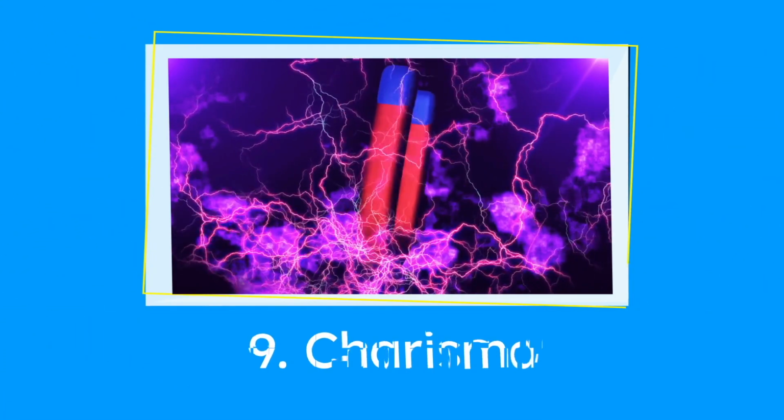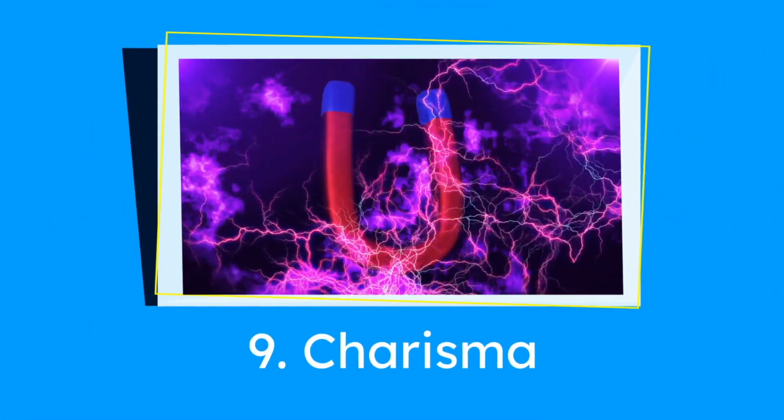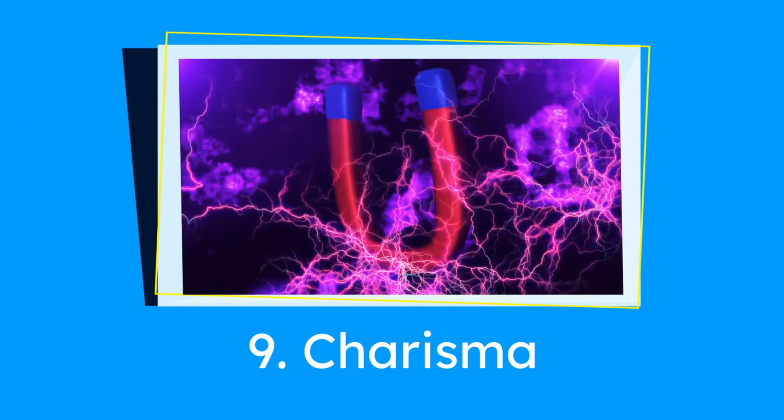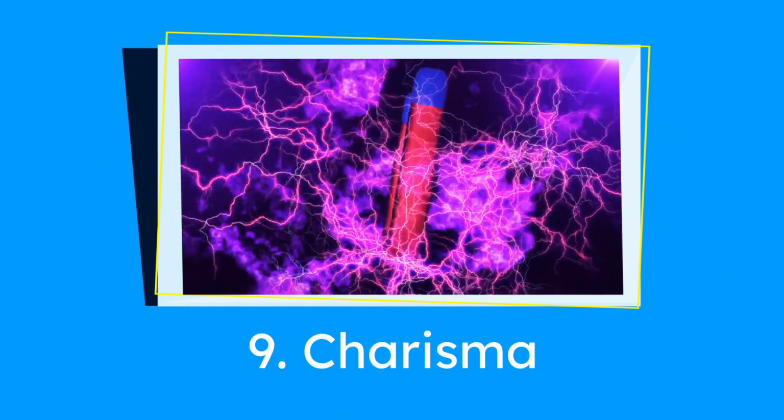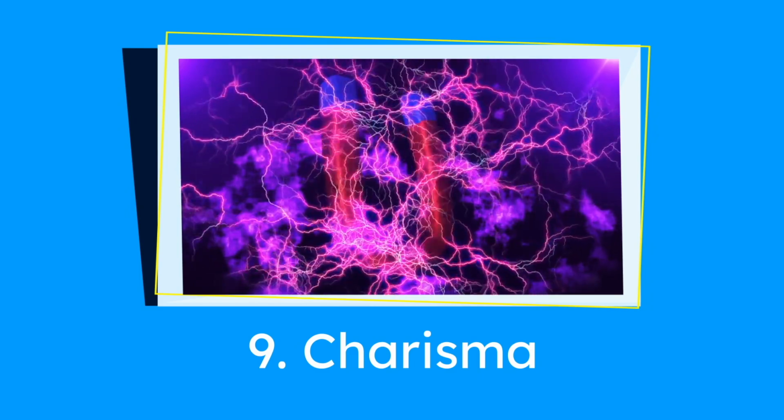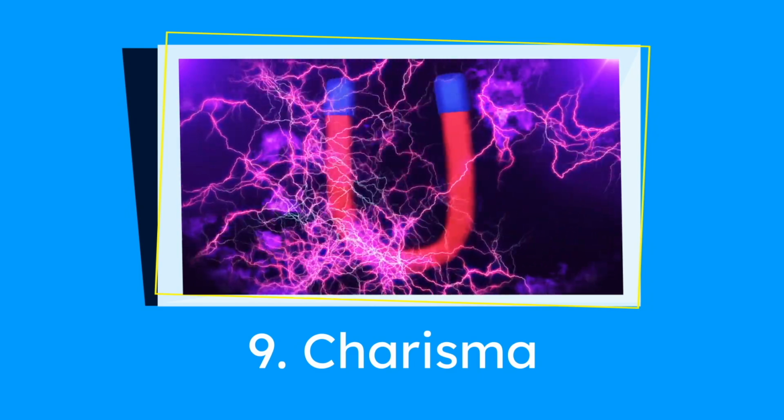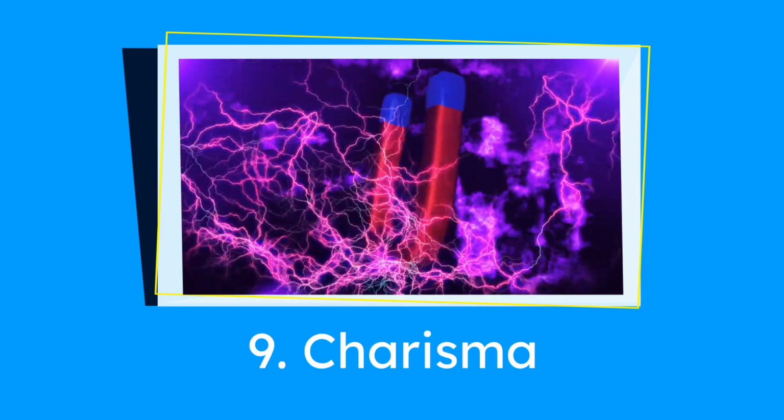Number 9, charisma. This is when people use their magnetic personality to be warm, welcoming, and make bold, confident statements to charm people. Politicians and CEOs use these tactics every time and can convince people even if they are wrong.